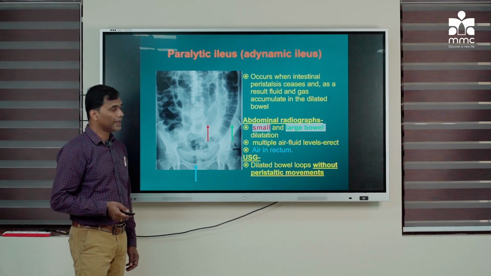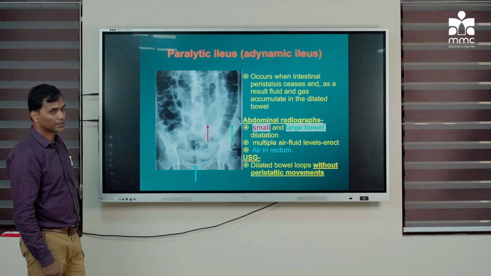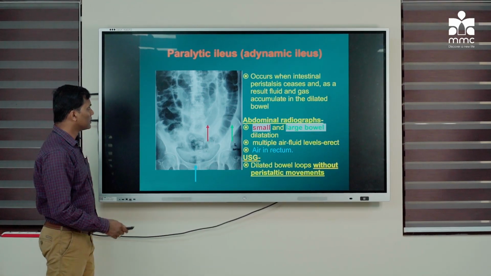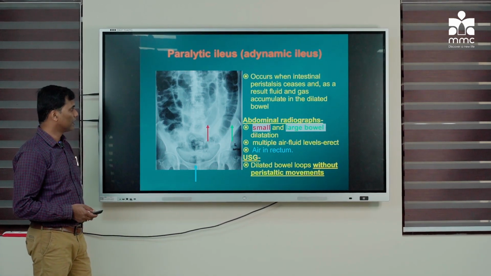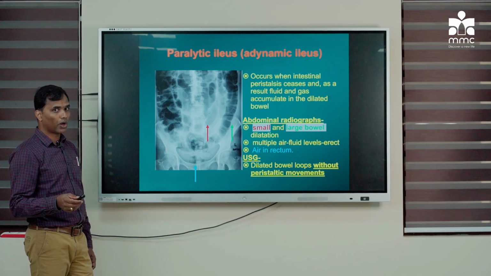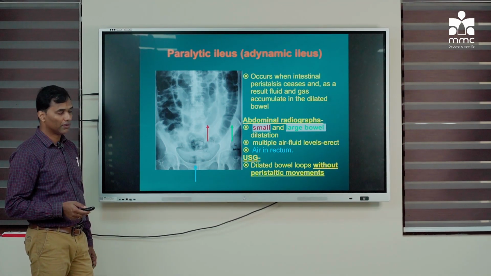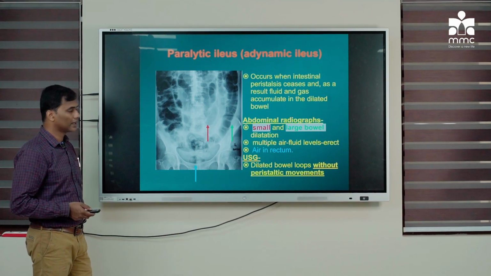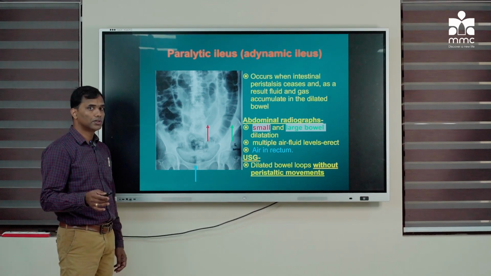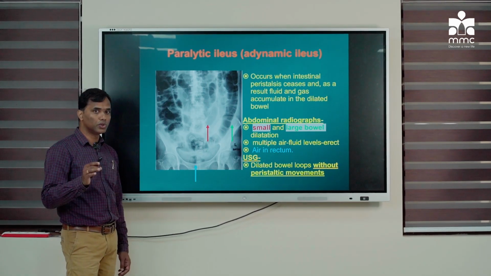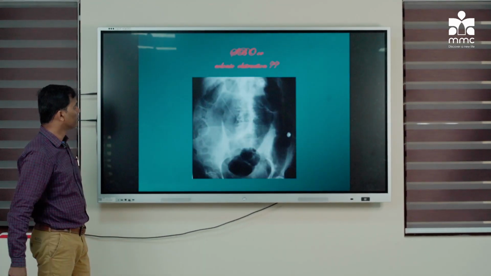The other one is adynamic, that is, adynamic obstruction. This is the paralytic ileus. What happens in paralytic ileus? The peristalsis ceases and the fluid gets accumulated in the bowel. On radiograph, both the small bowel and the large bowel get dilated, and multiple air fluid levels may be there, and air in the rectum will be there, unlike a colonic obstruction. On ultrasound, since it is paralytic, there is no movement of the bowel loops. Peristalsis will not be seen.